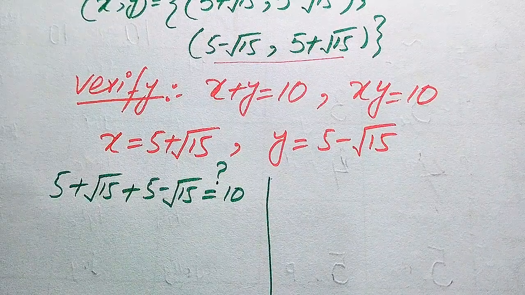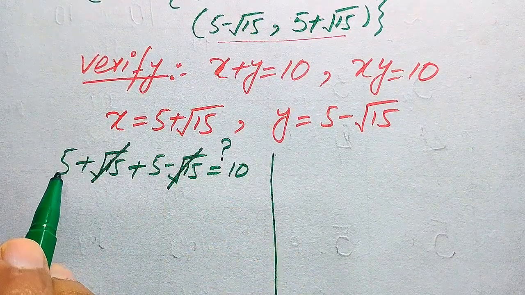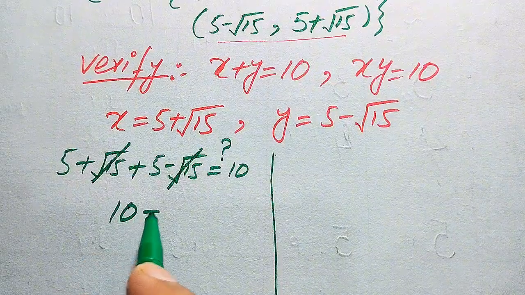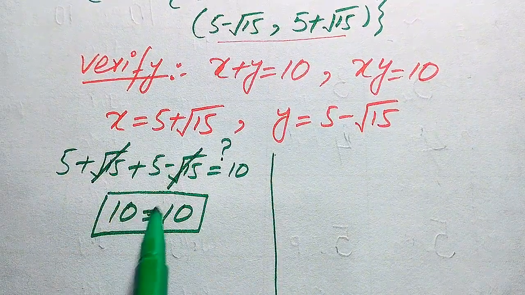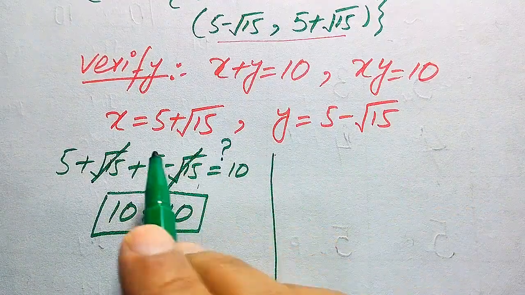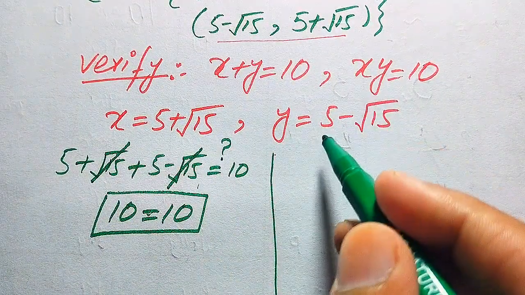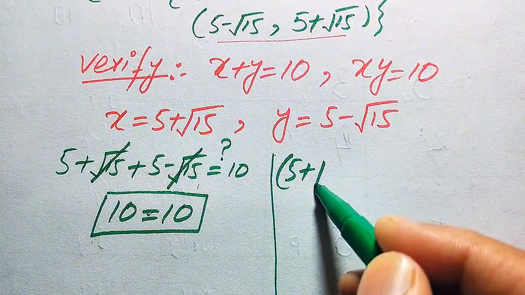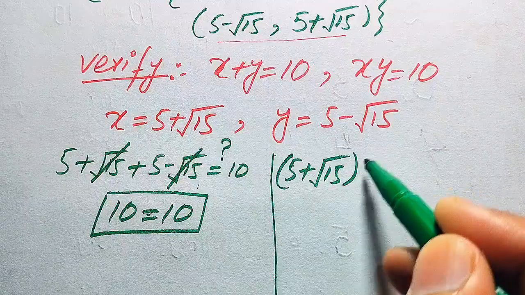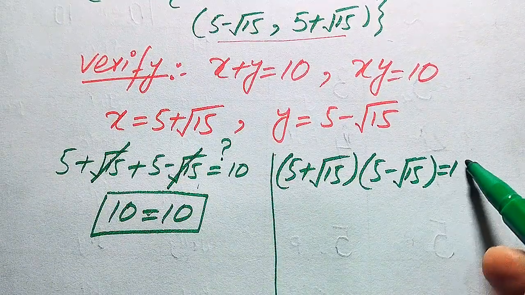This is our verification. And you see here the negative and positive terms are gone, and we get 5 plus 5 becomes 10 equals 10. So this shows that the values of x and y satisfy our first equation, and now we check our second equation. For this we put these two values here, and it becomes 5 plus square root of 15 times 5 minus square root of 15 equals 10.